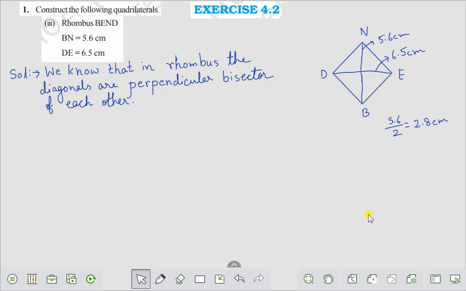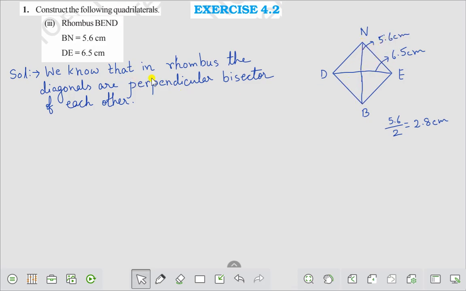Hello everyone, today we will discuss exercise 4.2 question number 1. Construct the following quadrilaterals: rhombus BEND. Here we have drawn a rough diagram of this rhombus. Here you see DE is 6.5 cm and BN is 5.6 cm.